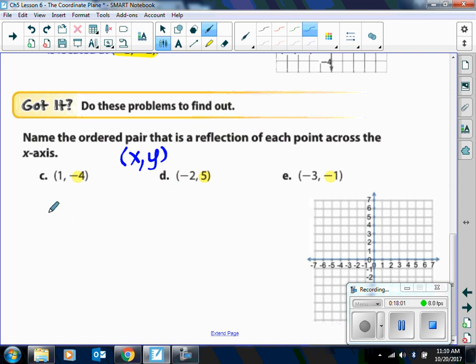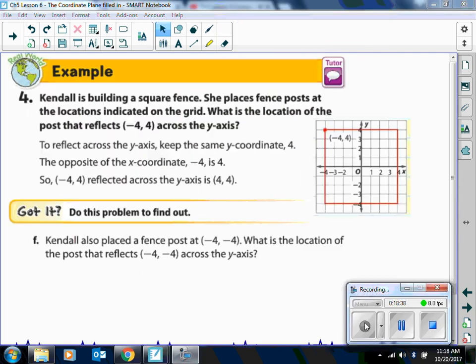So, for example C, what's my new ordered pair? 1, the opposite of -4 is +4. That's my new ordered pair. How about D? -2, -5. Remember, it changes to the opposite, right? And then over here, this one's going to be -3, +1. Is everybody clear? All right.